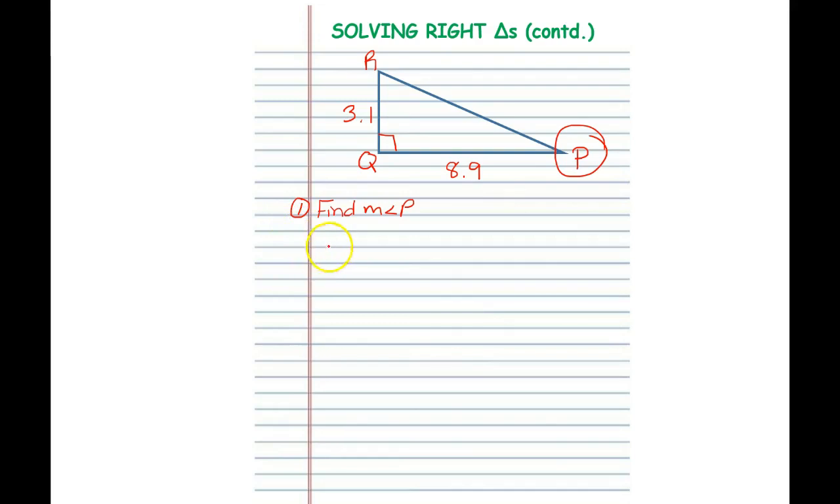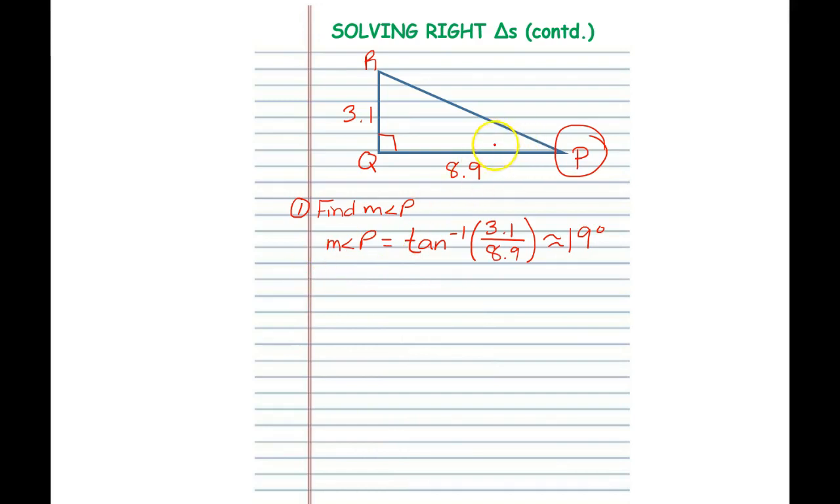So that means we're going to use tangent since we're given the opposite and adjacent. So the measure of angle P, you're going to use inverse tangent, opposite 3.1 over adjacent 8.9. That is all you do. You put it in your calculator just like that. You press the second tangent and then 3.1 divided by 8.9. And you should get about 19 degrees.